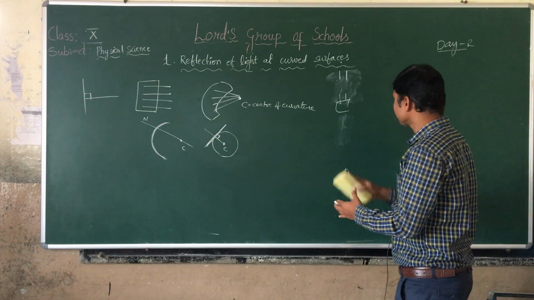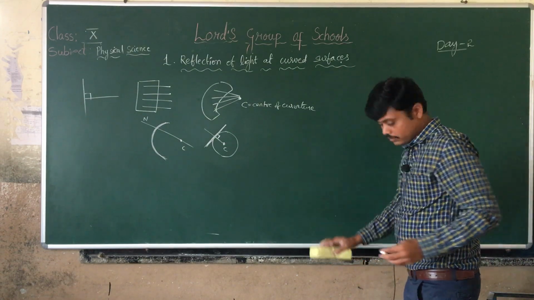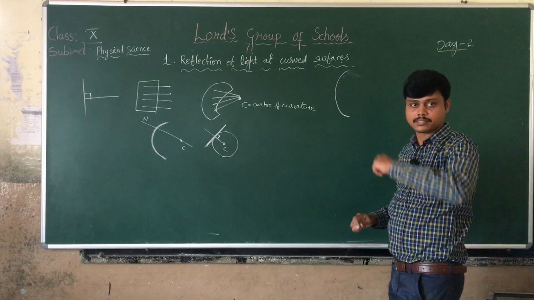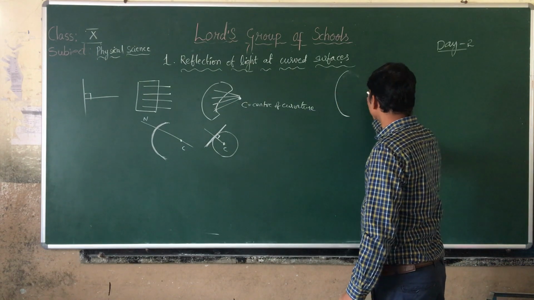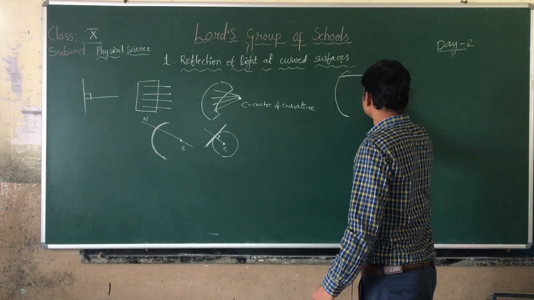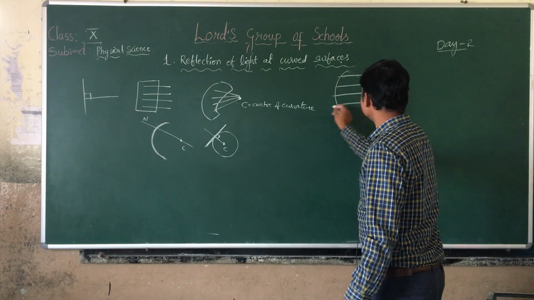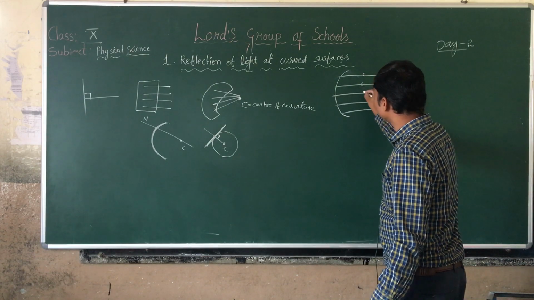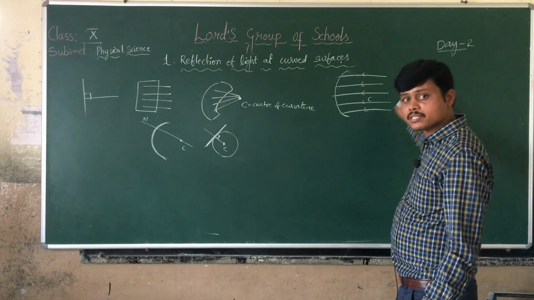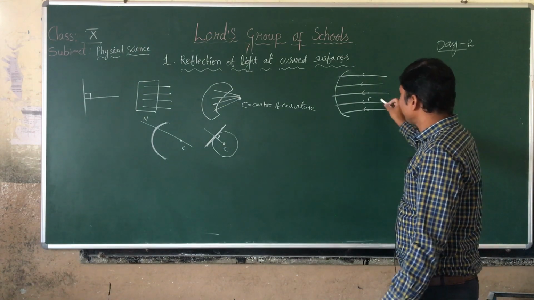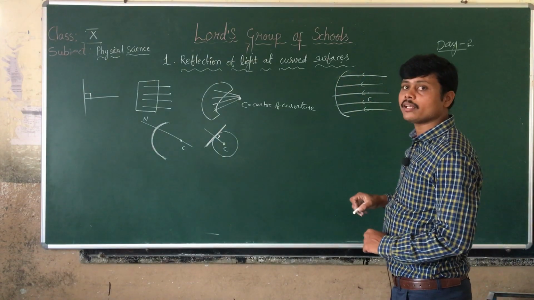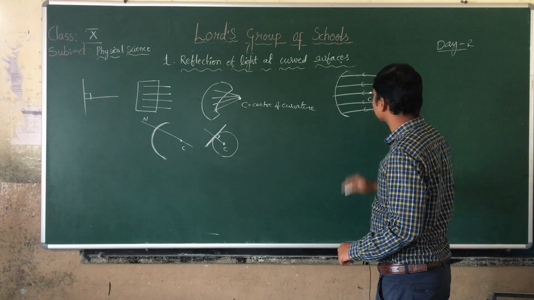What happens here? Let us take a curved surface, the surface which is curved inwards, and let us assume this is the center of curvature. Some parallel light rays are falling on this. I already told you, the light rays which are parallel to each other obviously should come from the sun, which is at far distance. Now these rays, after incidence on this curved surface, will meet at one point on the principal axis. This is the center of curvature.